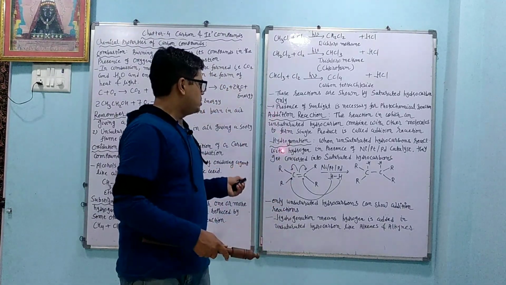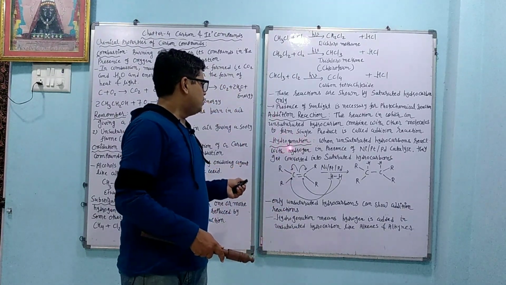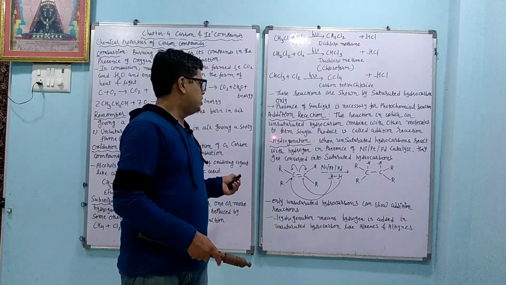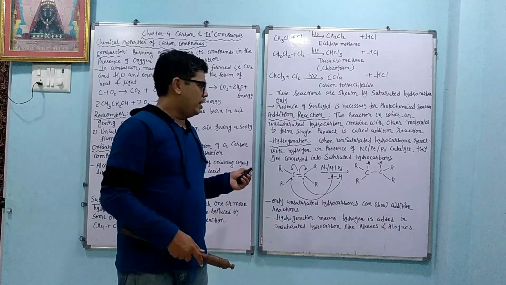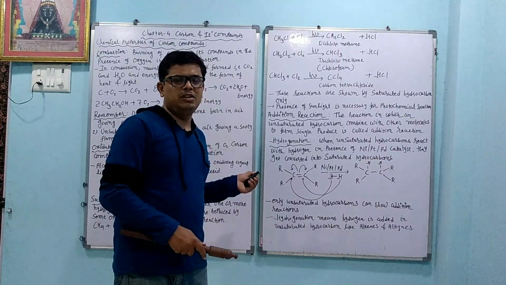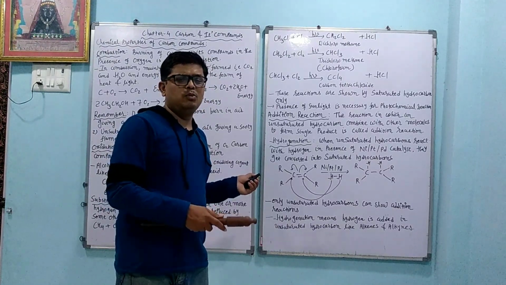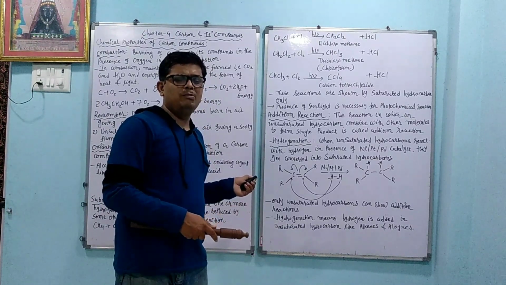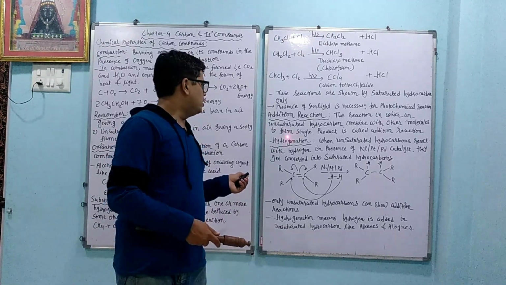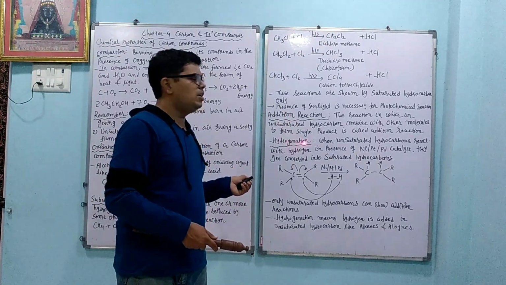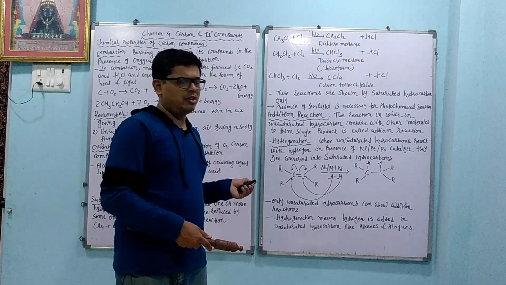Hydrogenation reaction. In addition reactions, so many examples are there. We take one example of hydrogenation reaction. We can also take the example of halogenation reaction. In halogenation, chlorine, bromine, fluorine, iodine is added. Many reactions are possible, but here to understand the addition reaction, we take the example of hydrogenation reaction.